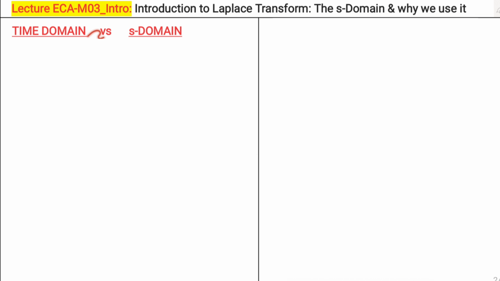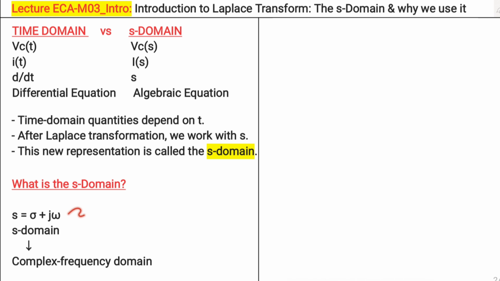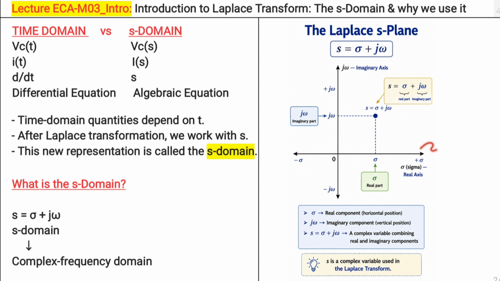Laplace transforms the problem from time domain to S-domain, where in time domain, the time dependent variables like voltage are written as Vc(t). In S-domain, it is written as Vc(s). Current is written as I(s), and d/dt becomes s. S-domain simply is a complex domain which has two parts, that is sigma, which is the real axis, and j omega, which is the imaginary axis.